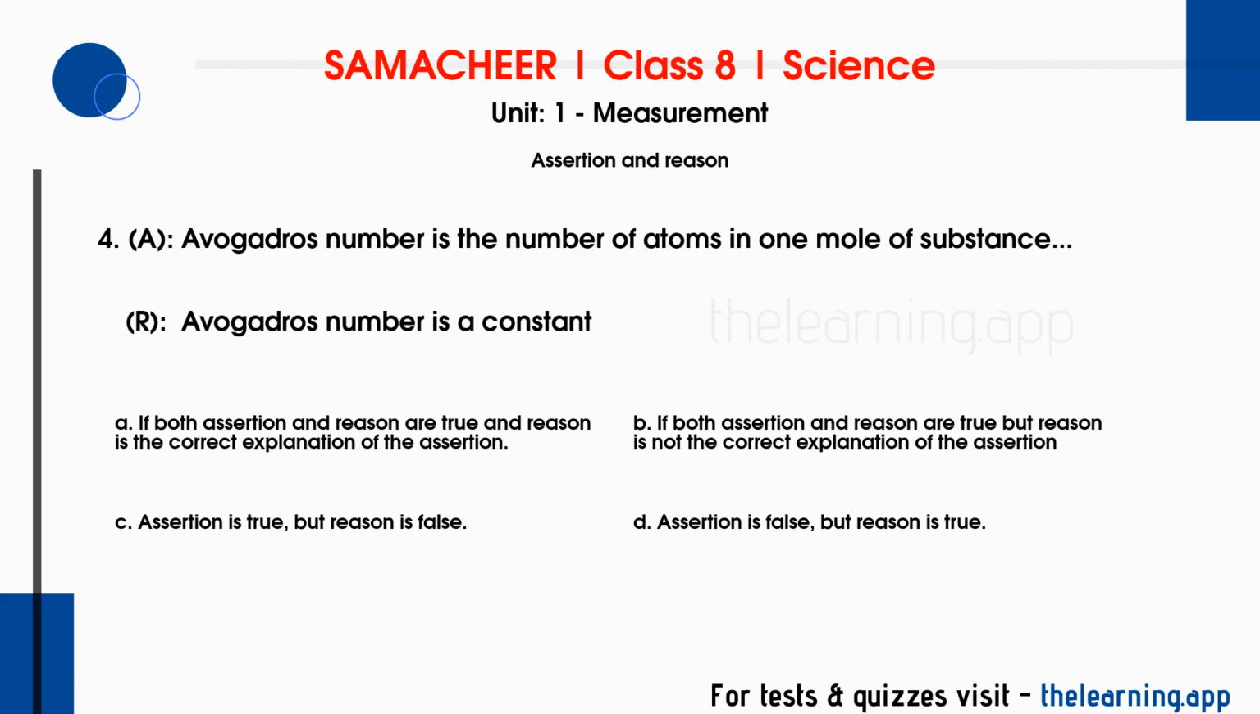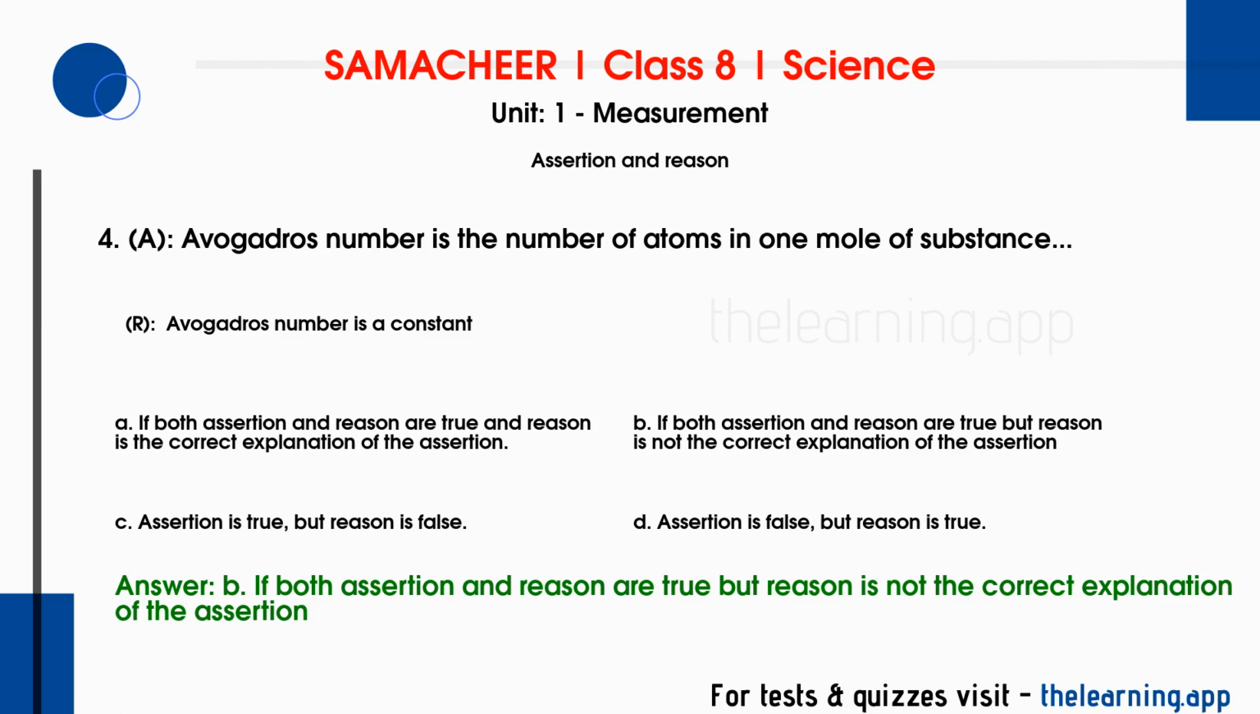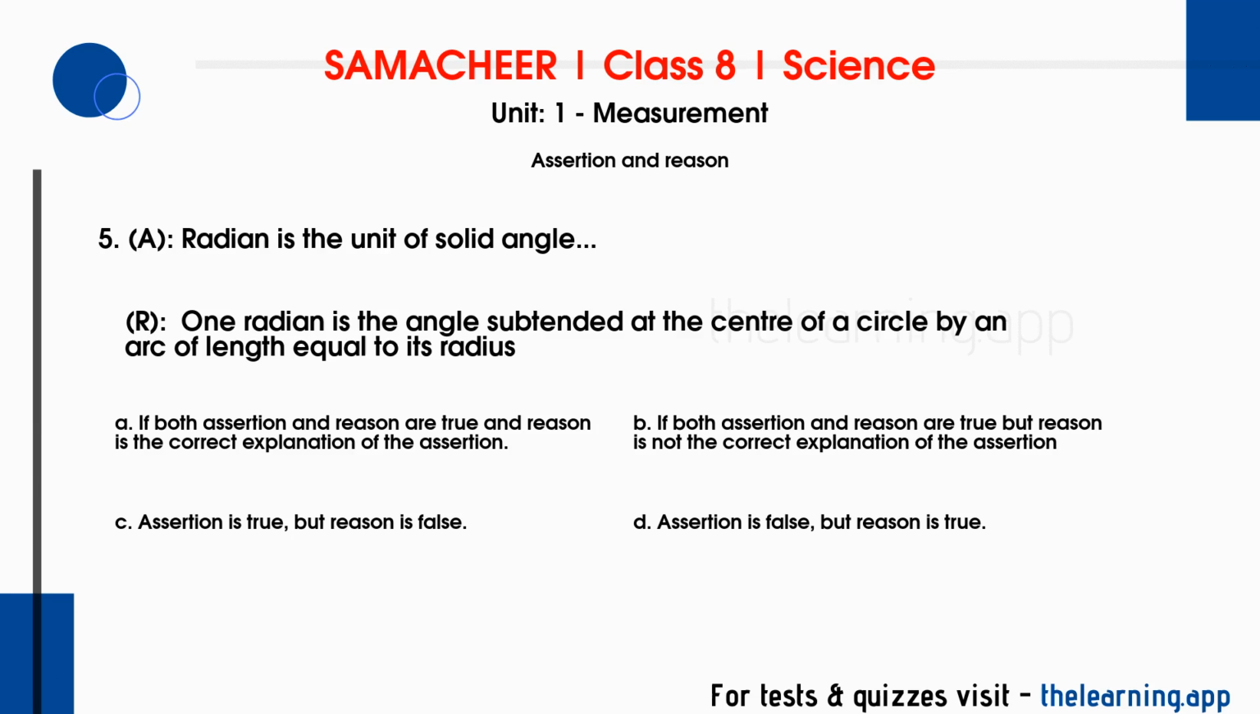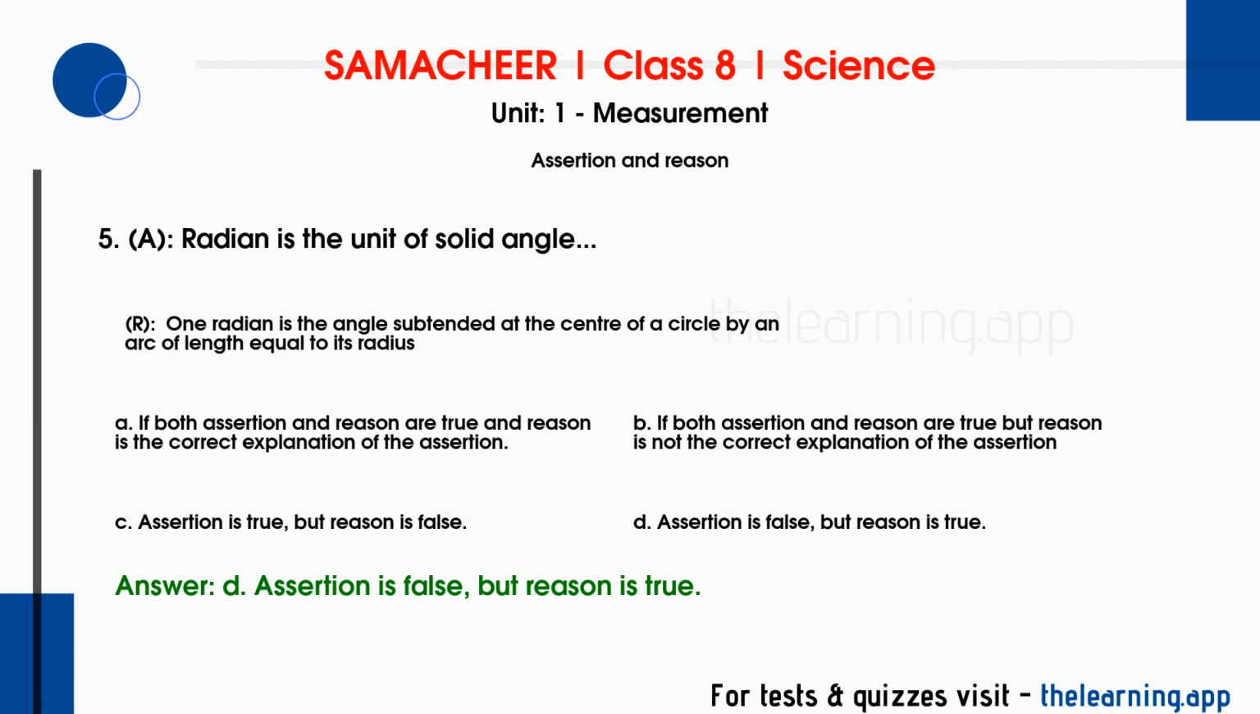Assertion. Avogadro's number is the number of atoms in 1 mole of substance. Reason. Avogadro's number is a constant. Correct answer is B. If both assertion and reason are true but reason is not the correct explanation of the assertion. Assertion. Radian is the unit of solid angle. Reason. 1 radian is the angle subtended at the center of a circle by an arc of length equal to its radius. Correct answer is D. Assertion is false, but reason is true.